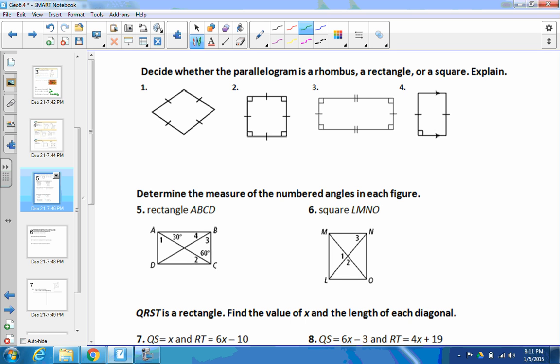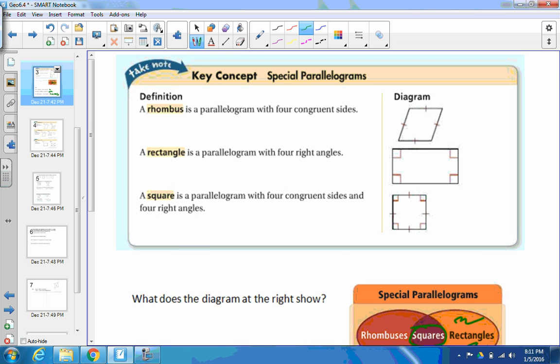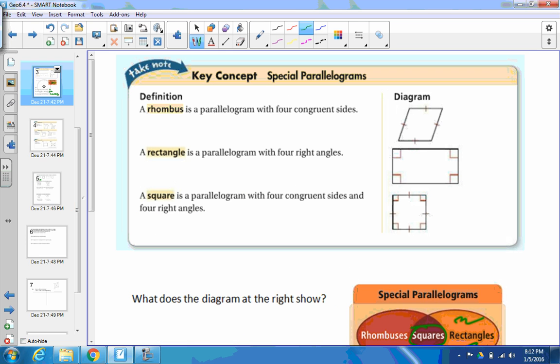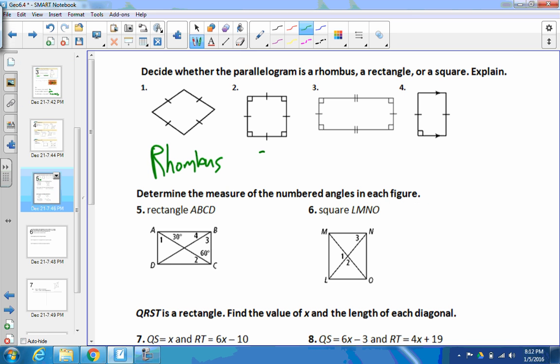So number one, it looks like they're all labeled and all the sides are congruent. That's all we're given. So based on our definitions, all four sides are congruent. That'd be a rhombus. If we look at number two, all four sides are congruent, so it's a rhombus. But it also has four right angles, and if we have both, then it's classified as a square. So four right angles and four congruent sides would be a square.